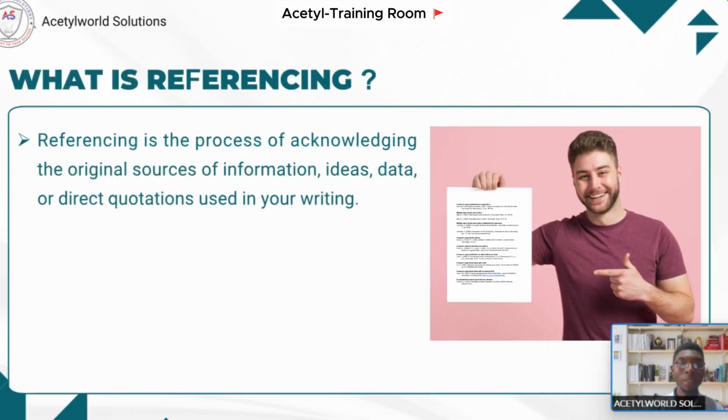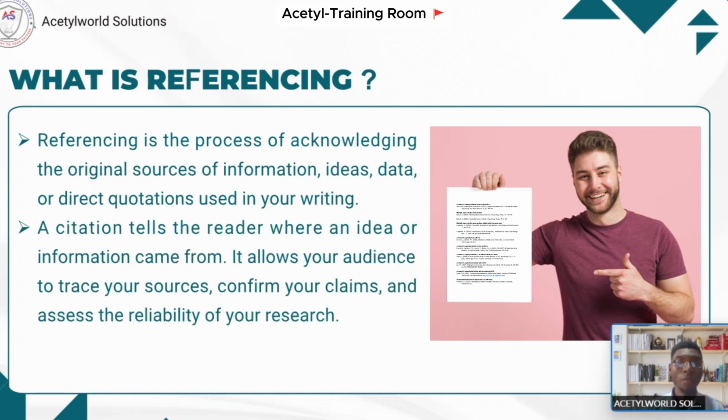Now, what is referencing? Referencing is the process of acknowledging the original source of any information, data, idea, or direct quotation in your work. Every time you include a fact or idea that doesn't originate from you, you must cite where it comes from. This is referencing. So citation is a tool that lets the reader trace your sources, verify your claims, and evaluate your research depth and credibility. So it's also a matter of ethics. Proper referencing respects intellectual property.